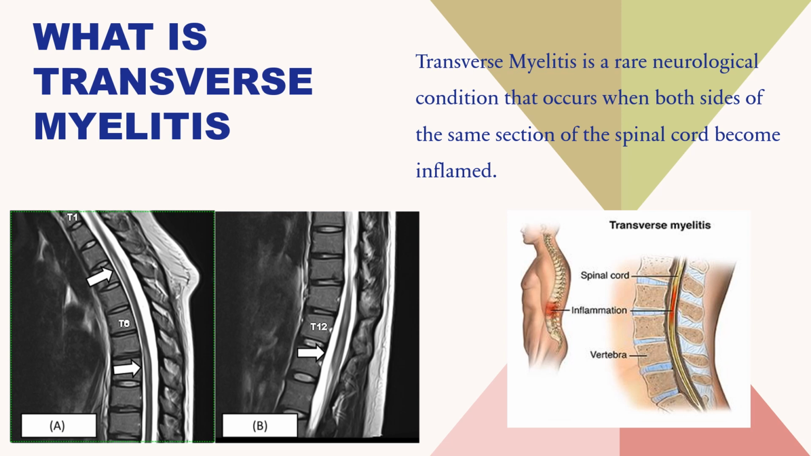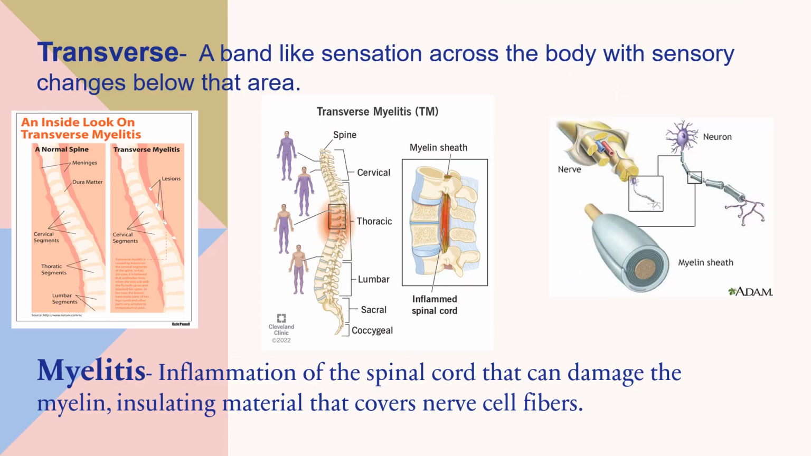In this medical imaging photo, the arrows point to the inflammation and lesions that have occurred due to transverse myelitis. Transverse myelitis gets its name from describing the inflammation of the myelin sheath in a band-like section across the body. The myelin sheath is a protective or insulating layer that forms around nerves that allows for electrical impulses to transmit quickly and effectively along the nerve cells. It is made of protein and fatty substance.